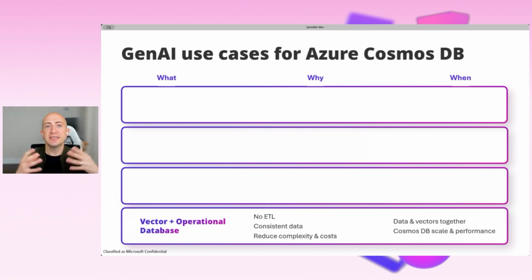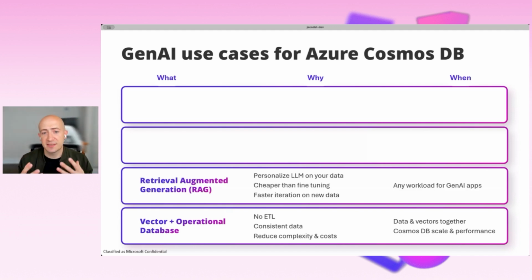So it removes the need to ETL your vector data from a database to a dedicated vector database, right? You can store your vectors and your data together in one data source in one data item. This allows you to have highly consistent data and reduces the complexity and costs of your AI application infrastructure.